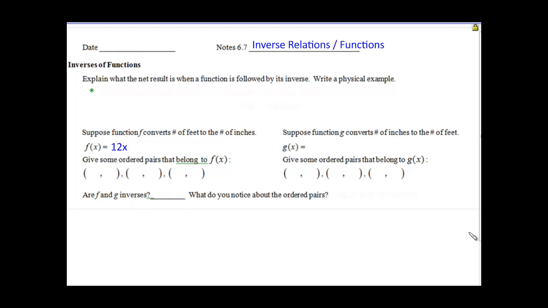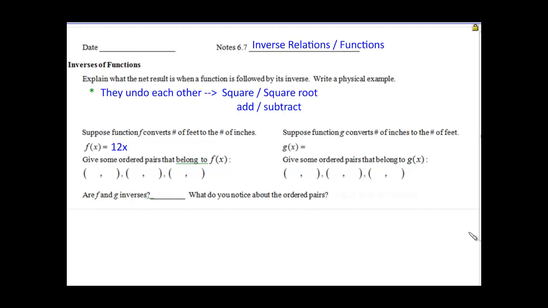So what happens is basically these things, functions and inverses, are going to undo each other. For instance, if you have a square, then we square root. If we have a square root, then we square to undo it. If you have addition, we use subtraction. If we have subtraction, we use addition.